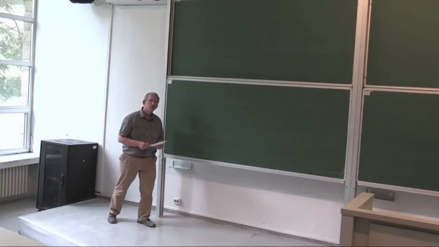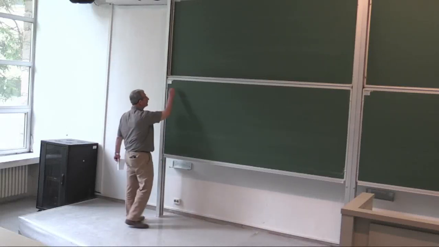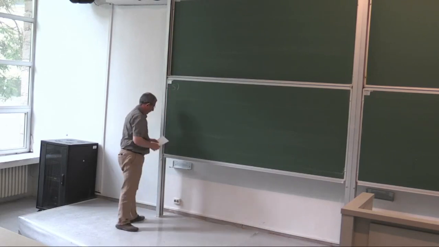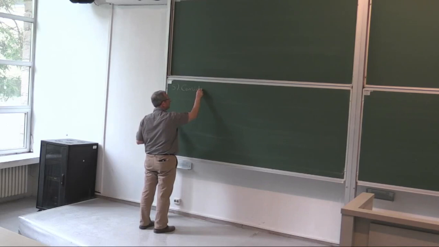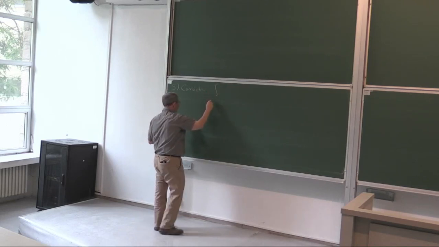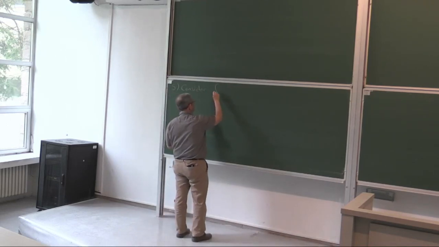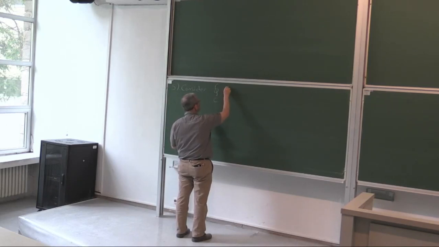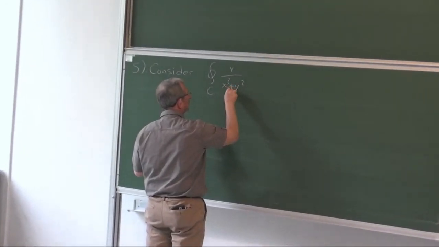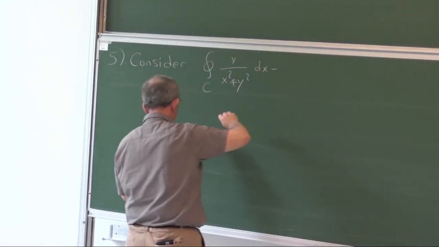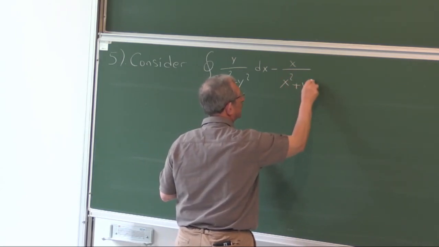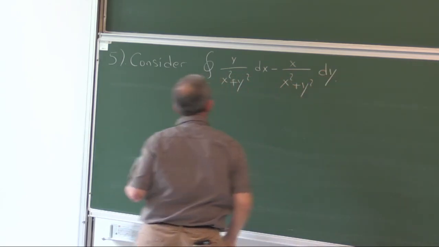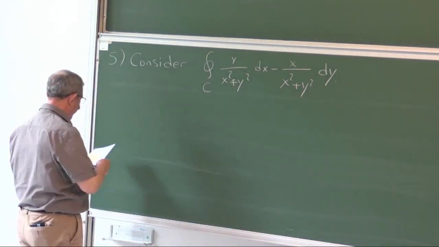Okay. We will continue with our examples. We will consider the following example. The integral over C, where C will be a closed curve, of y over x squared plus y squared dx minus x over x squared plus y squared dy. So this is the integral we want to evaluate.